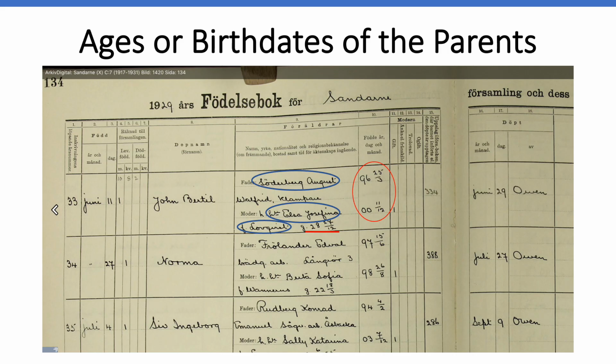This birth record from 1929 gives a lot of information. Look at the birth of the child John Bertel. In the box next to John's name we see in blue the names of both his mother and his father, August Söderberg and Elsa Josefina. Elsa's maiden name was listed as Lovqvist, and the underlined portion tells their marriage date, December 27, 1928. The dates that are circled are the birth dates of both parents.